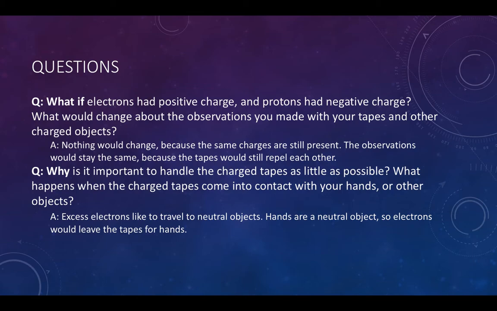The second question is, why is it important to handle the charged tapes as little as possible? And the answer to that is, what happens when the charged tapes come into contact with your hands or other objects? So excess electrons like to travel to other neutral objects. That's such a thing for electrons. They love to travel. And our hands, for example, are a neutral object. And so when you're just messing with your tape, electrons are like, oh, I'm going to head over here. This is neutral. Time to go be the boss. And so they leave, and then the tapes are like, hey, now I'm less charged. What the heck? And that's why you shouldn't touch your tape with your hands.